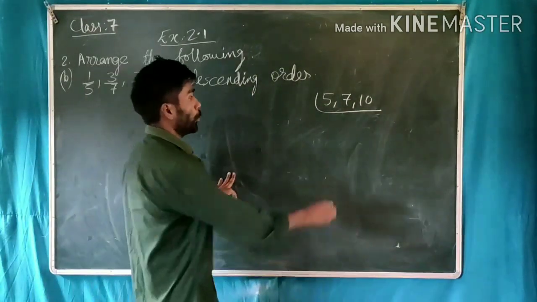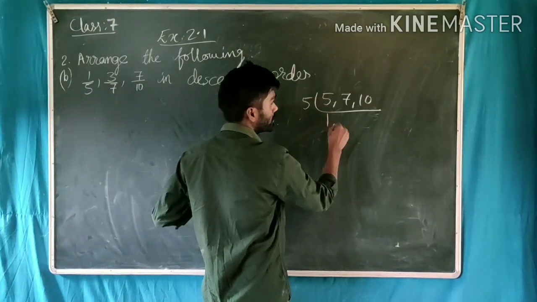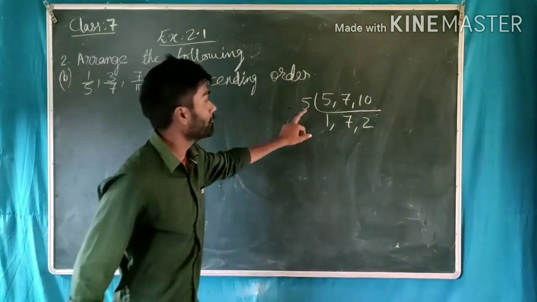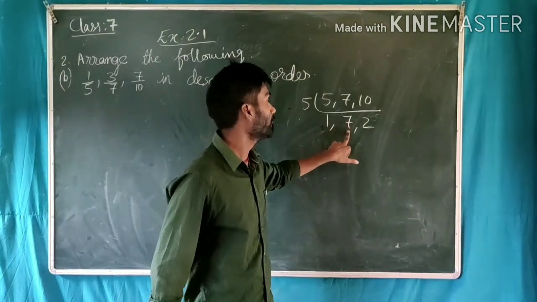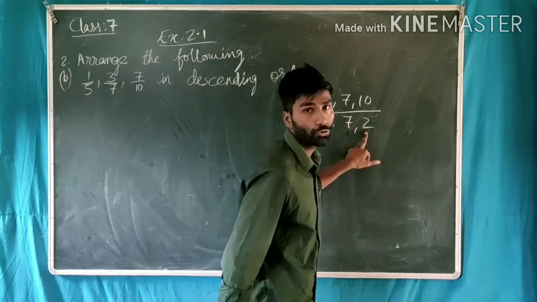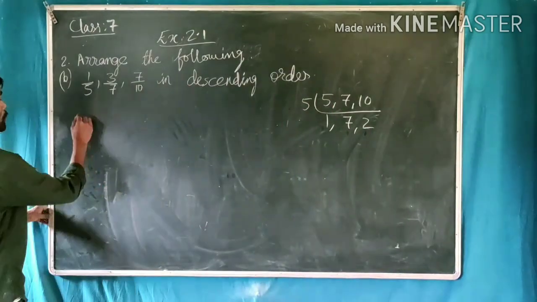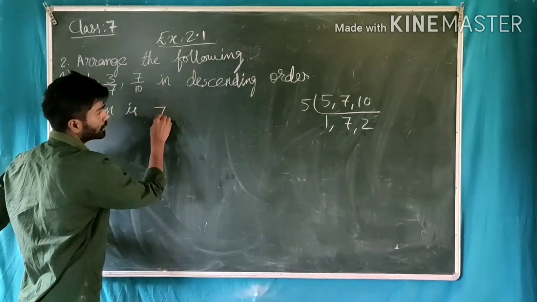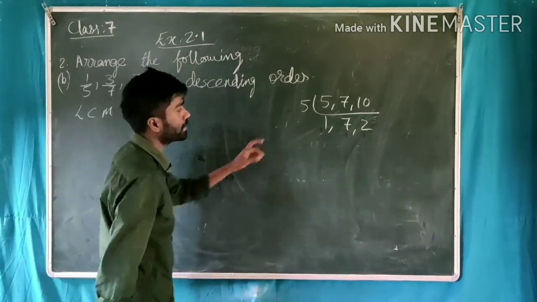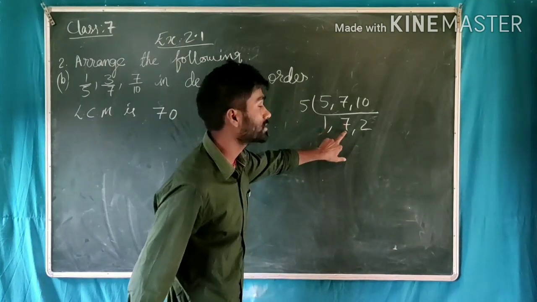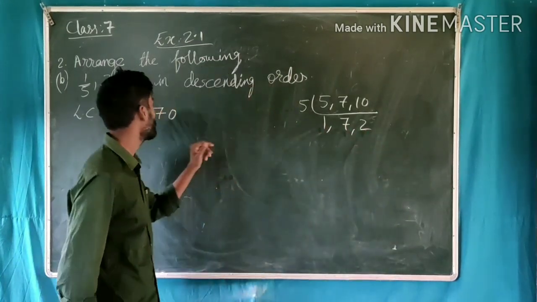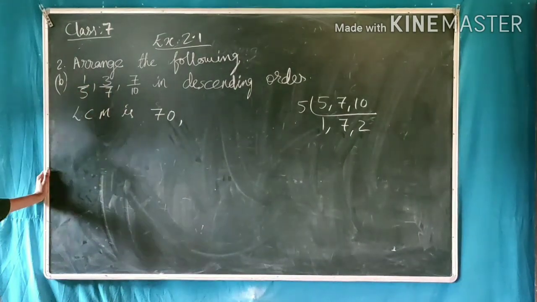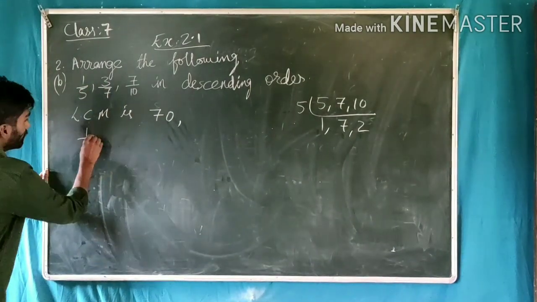Here 5 1 times, 7 2. So 5 into 1, that is 5, 5 into 7, that is 35, 35 into 2, that is 70. So LCM is 70. Next we'll pick 1 by 1 fraction, that is 1 by 5.